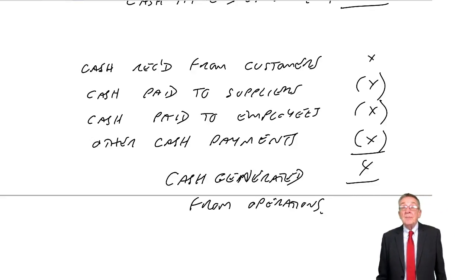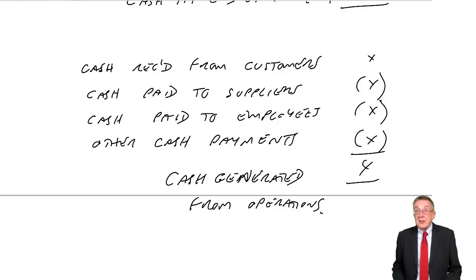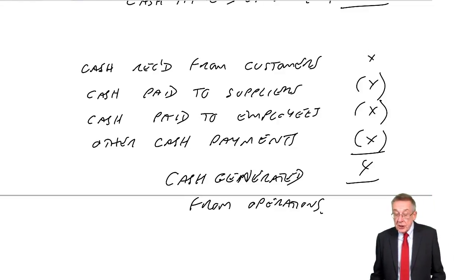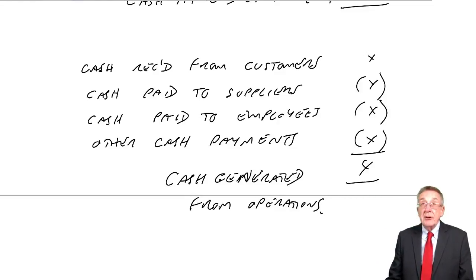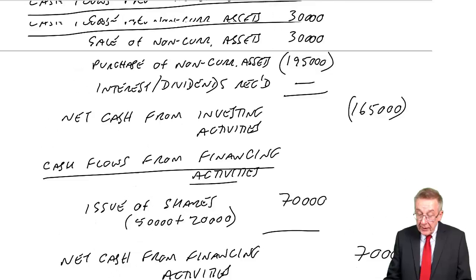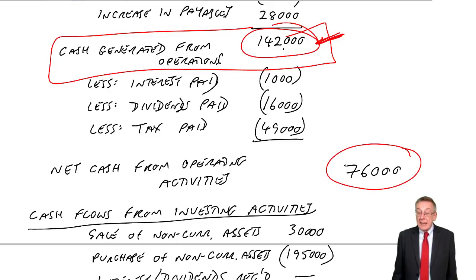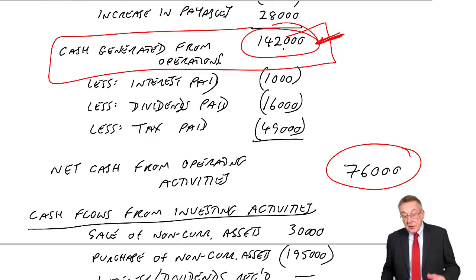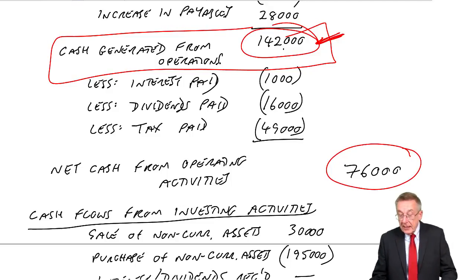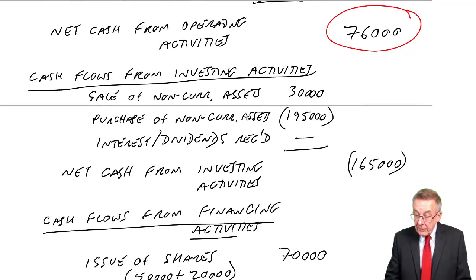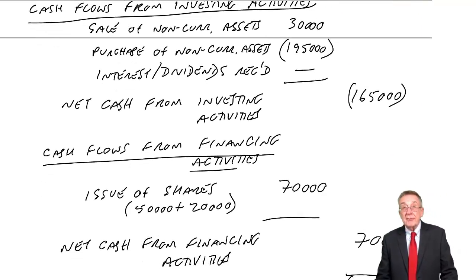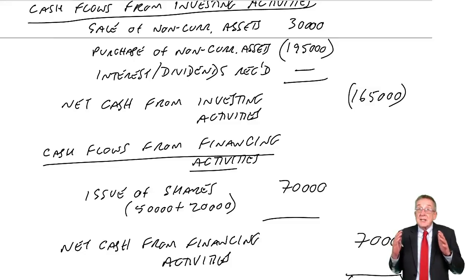And as I said before, it's just that bit of the statement that can change, because once we've got the cash generated from operations, whichever way we've done it, everything else follows exactly as before. So you then subtract the interest paid, dividends paid, tax paid. You then bring in cash flows from investing activities, cash flows from financing activities in exactly the same way.